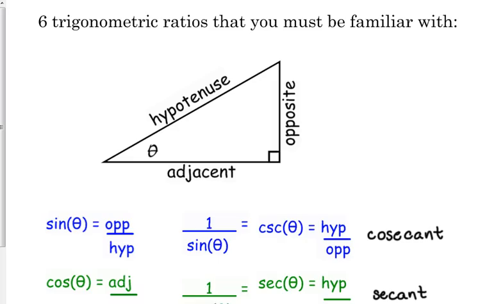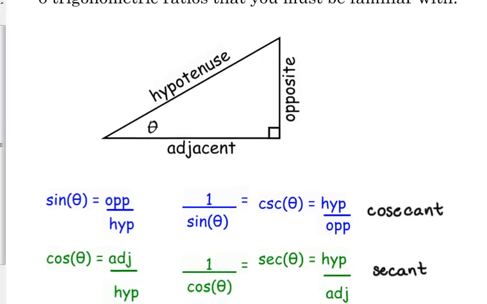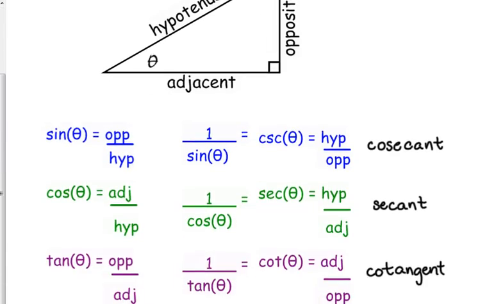Okay, so I'm assuming you know this, but just to make sure: sine of the angle is found by putting the opposite over the hypotenuse, cosine is the adjacent over the hypotenuse, and tangent is the opposite over the adjacent. Now, what's most likely new to you are the other 3. We've got cosecant, secant, and cotangent. We call these the reciprocal ratios. These are the reciprocal trig ratios.